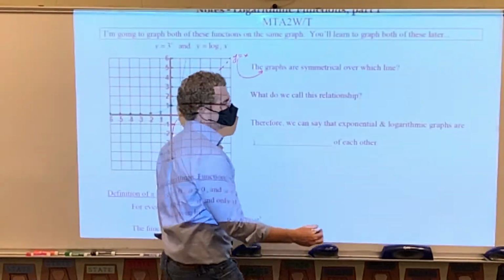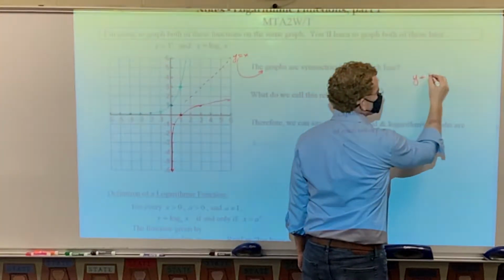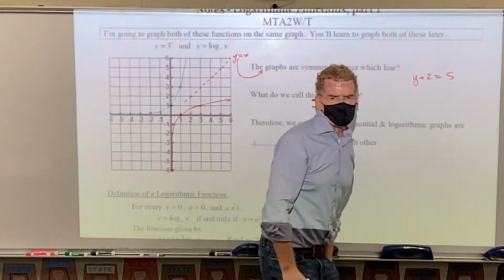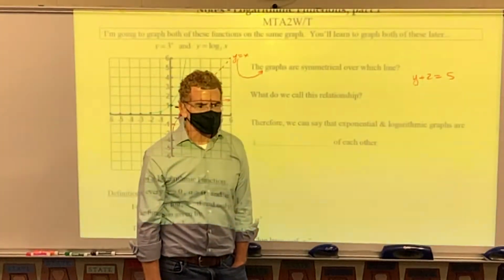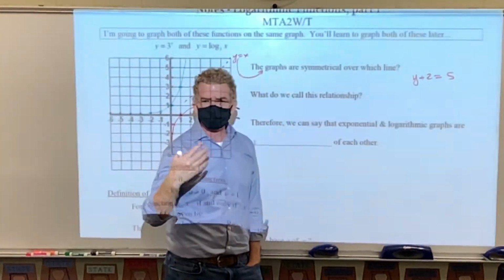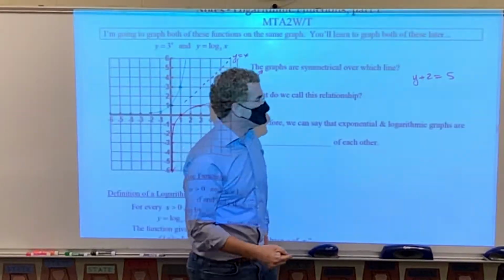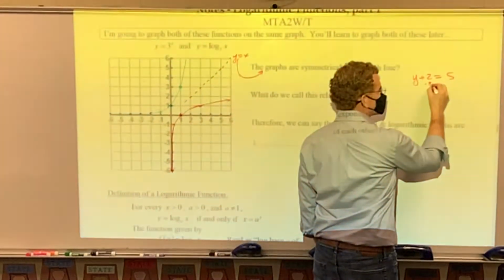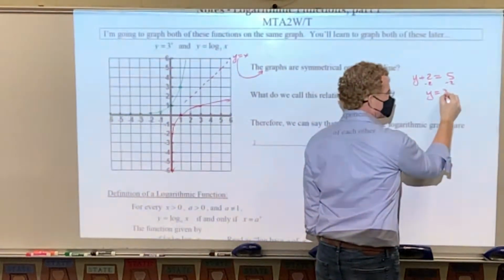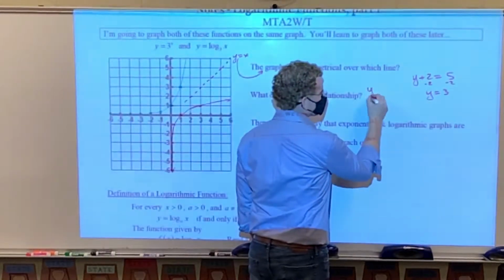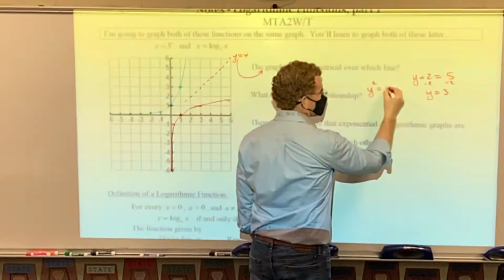Now think for a second. If I had this equation, how do I solve for y? Do you realize that what you're doing is using an inverse relationship? The inverse of a positive 2 is a negative 2. That's why I'm allowed to do it. What do you do when I have something like y squared equals 5?